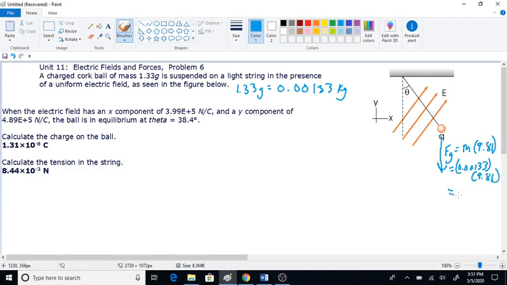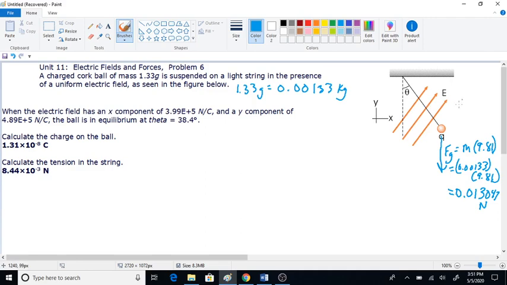9.81, and for me, that gets me, oh my goodness, where did I put that one on here? Did I not even put that down? There it is. Writing some things down here. 0.00133 times 9.81 is 0.01347, and it's newtons.